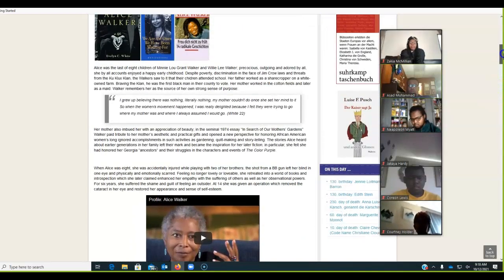So think about that. So think about despite poverty, discrimination, in the face of Jim Crow laws and threats from the Klan, the Walkers sent their children to school. This might tell you a little bit about why she's just interested in this connection between the family that stays home and struggles and the young woman who goes off to college.